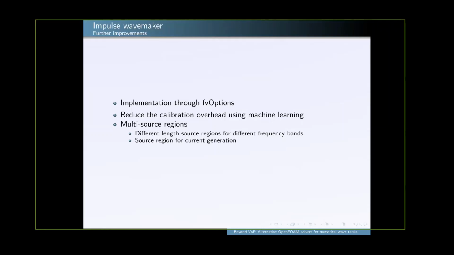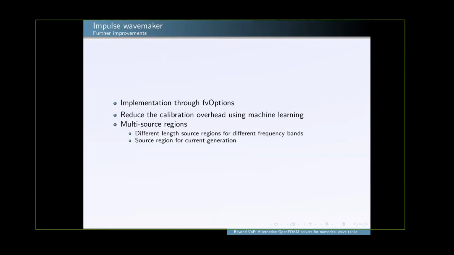So we want to look at implementing that. We've already started doing that, and it looks promising. We've got one or two hurdles to get over, but I think we can implement this through an FV options file, and you just include the file, and all of a sudden interFoam is now a numerical wave tank, one file, and potential foam is now a wave tank as well.